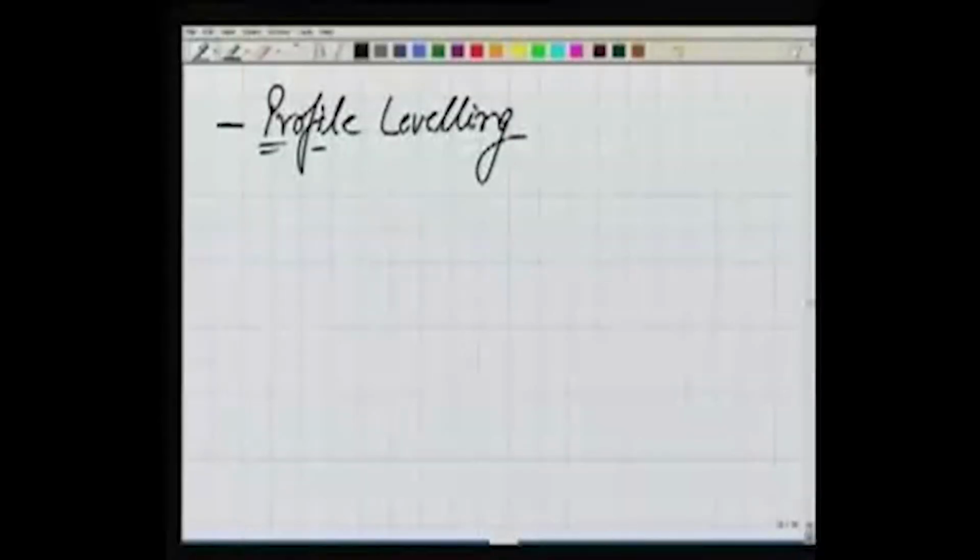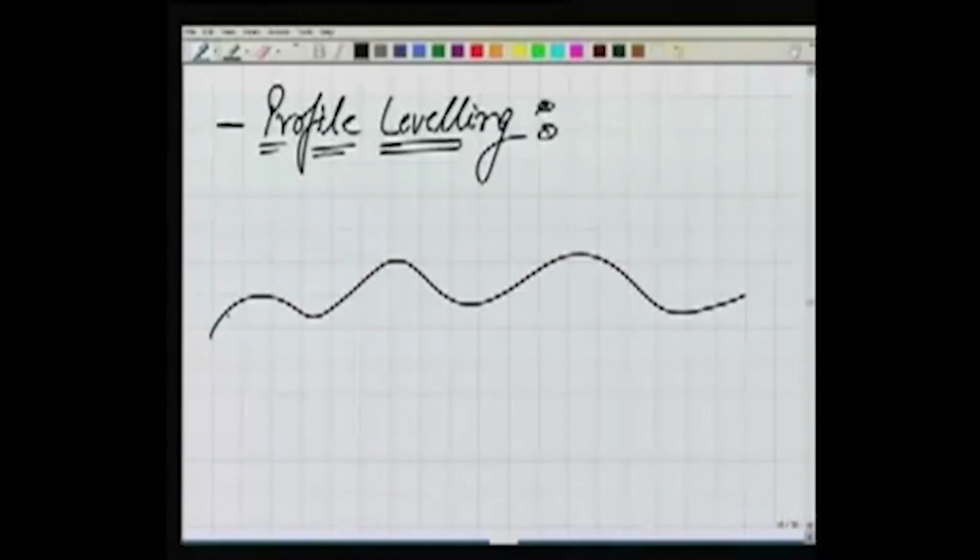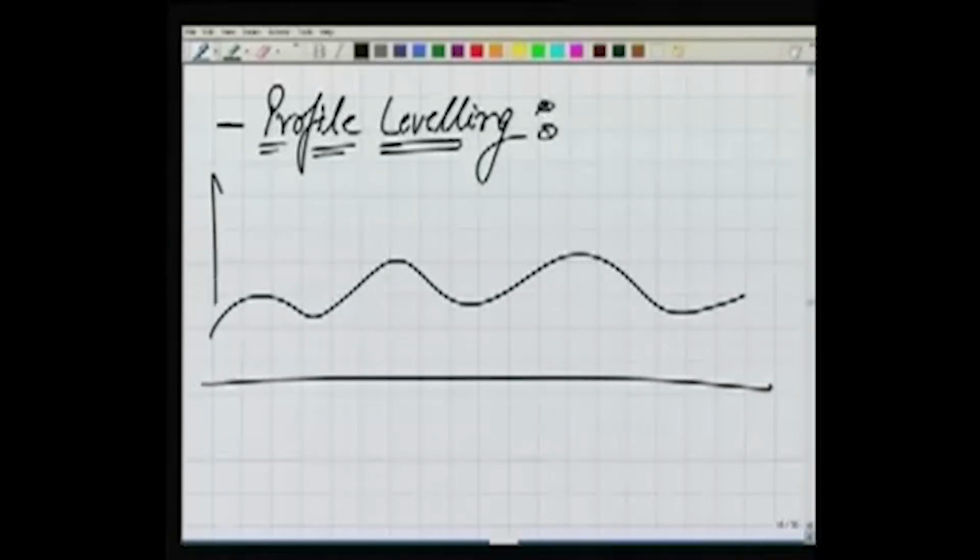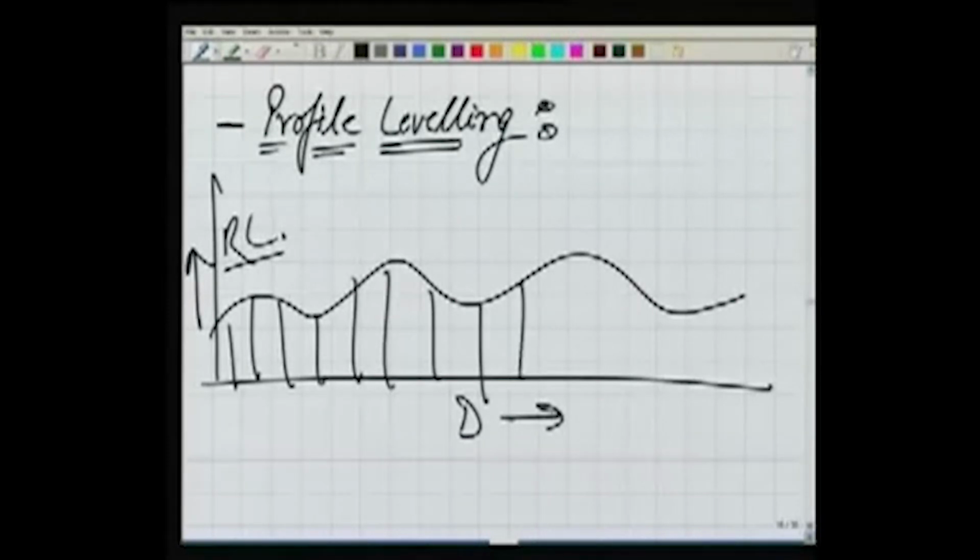Now the next method of leveling is profile leveling. Now these are very simple things. More about these you can read in any textbook. But just to understand what these are. Profile leveling means if you have a ground and you want to create a profile of this. Profile means for a ground along a distance D, you want to know how the RL is varying. Now this is the profile. What a typical profile may look like, how the RL is varying.